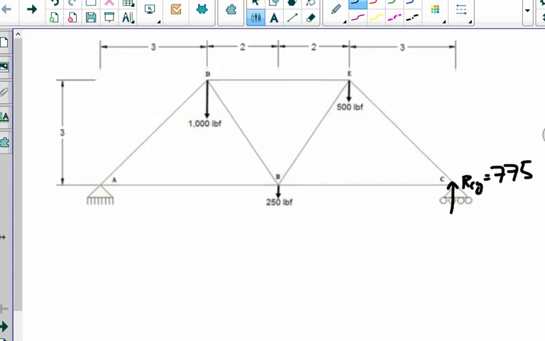Then we did the sum of the forces in the y direction. And we saw that you had 1,000, 500, 250, all those. We had to add those up, pushing down. We subtract the 775 pushing up, and that meant on the other side, we had to have RAY equals 975.